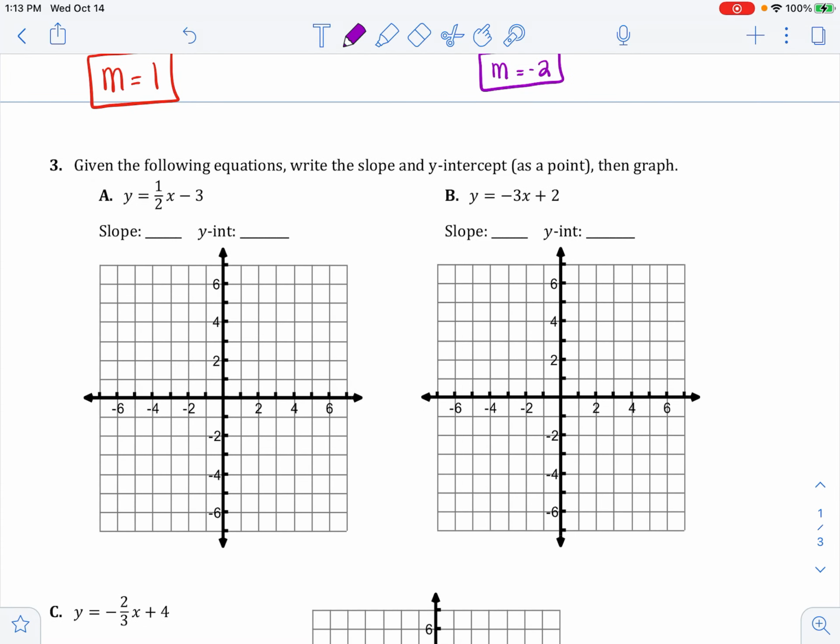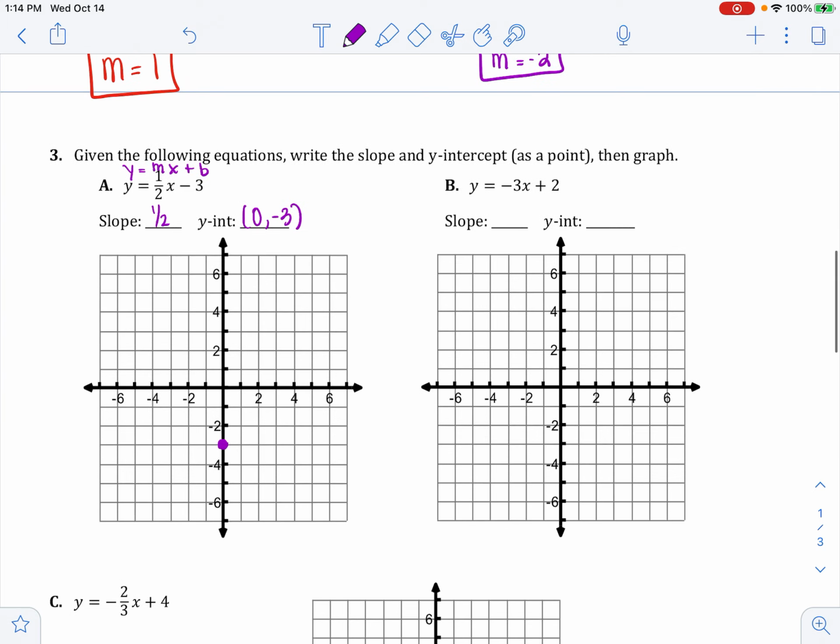Okay, next, given the following equations, write the slope and the y-intercept, and then graph the line. All right, so remember this is in the form y equals mx plus b. So my slope is 1/2, and my y-intercept is 0, comma. b is a negative value this time, so -3. And now I'm going to graph my line. I'm going to start with my y-intercept, 0, -3.